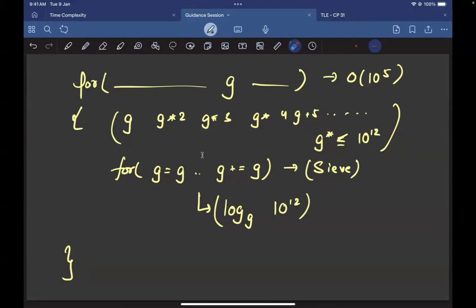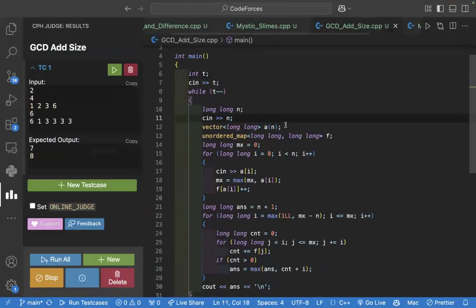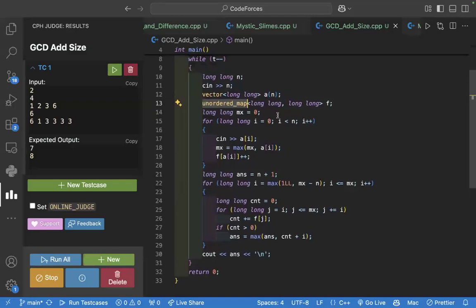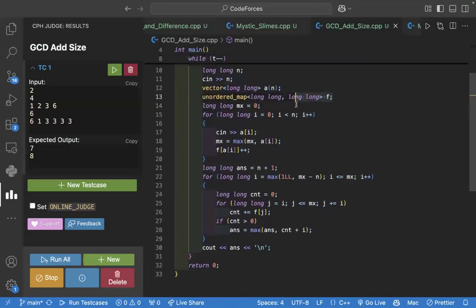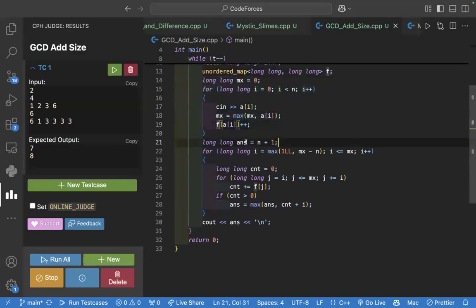Right. So let us discuss the coding part. Let's take a vector A. Now I've taken an unordered map because I get constant time complexity, since I'm not bothered with the orderedness of the elements. Just the mx value. So now I'll go over the input, take A[i] as input, figure out the max value, and then increment my frequency also.